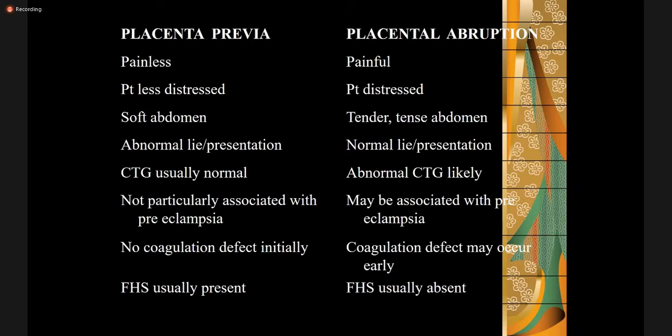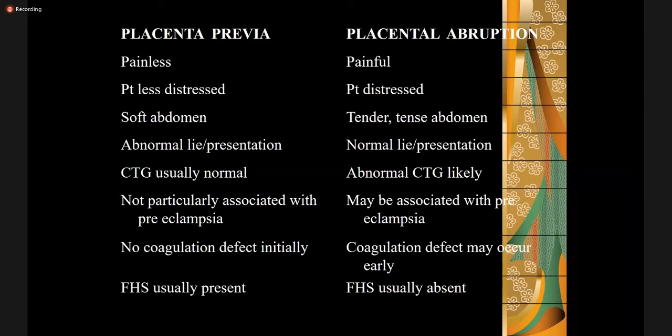CTG is usually normal in case of previa, unless the patient is heavily bleeding. In abruption, the CTG may be abnormal, or sometimes if the abruption is massive. In case of mild abruption, the fetal heart sound may be present, but in cases of massive abruption, the fetal heart sounds are absent. But in case of placenta previa, the fetal heart sounds are usually present.